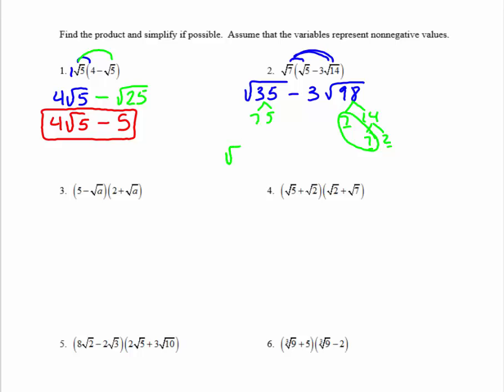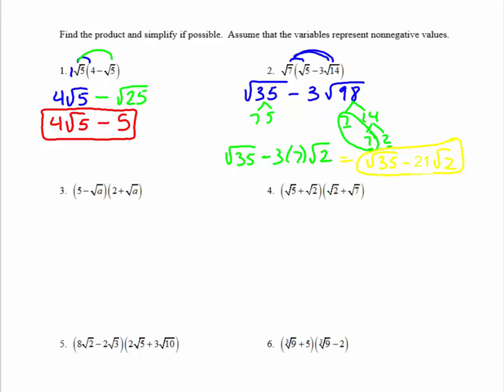So we have the square root of 35 minus the 3 that is already out there, the 7 comes out, and a 2 is left under the radical. So just multiplying the 3 and the 7, we have our final answer: the square root of 35 minus 21 square root of 2. We can't do anything with those because they're not like radicals, so we are done.